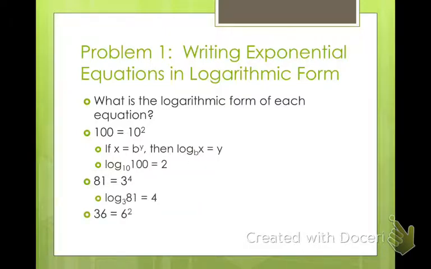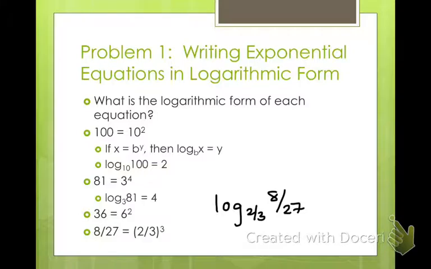This one, 36 equals 6 squared. Log base 6 of 36 equals 2. You getting it? Okay, this one, 8 over 27 equals 2/3 to the 3rd power. So same rules apply. Log base 2/3 of 8 over 27 equals 3. Pretty simple, right?